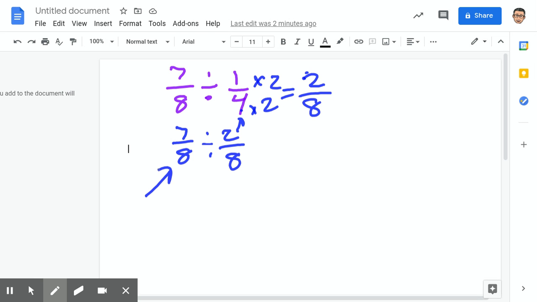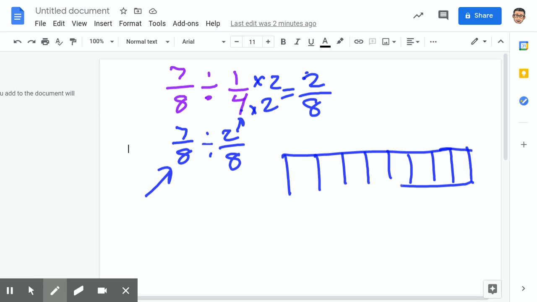So our dividend is 7/8. 1, 2, 3, 4, 5, 6, 7, 8. Let me just double check. 1, 2, 3, 4, 5, 6, 7, 8. I need to shade in 7 of those. Sometimes I go all the way to the last one so I know that I don't mess up. These aren't the neatest, but they'll get the job done. And I double check. 1, 2, 3, 4, 5, 6, 7 out of 8.